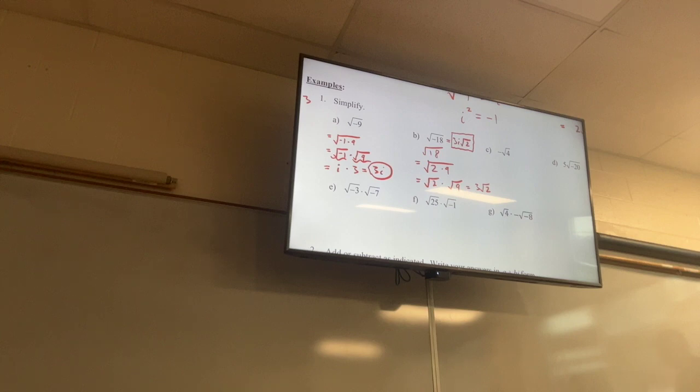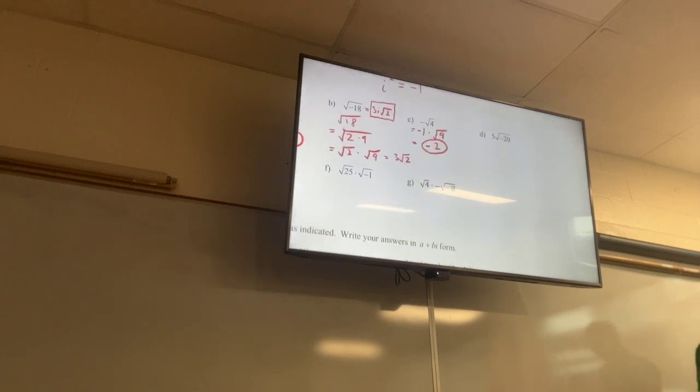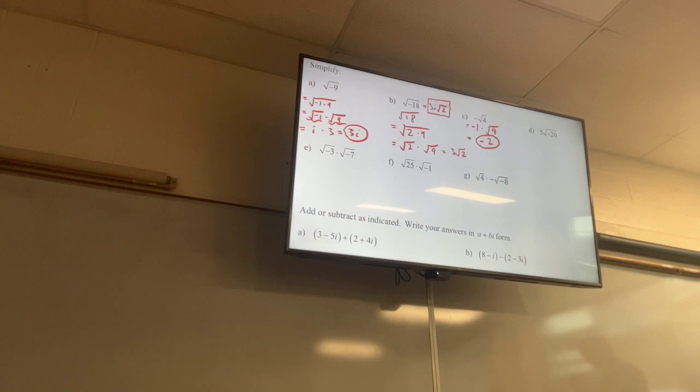Can I move on to C? So C, this one's a little different. What's different about C? Where's the negative? It's outside. Yep, it's outside. So this is the same thing as just negative 1 times the square root of 4. What's the square root of 4? So it's just negative 2. That's the answer to this one. Negative 2. Okay.